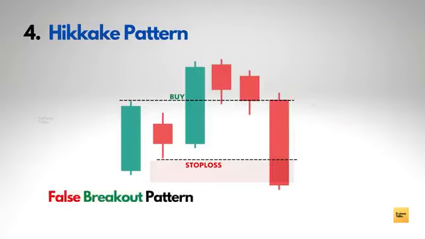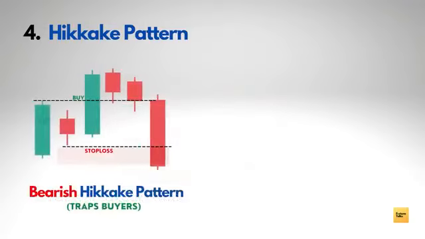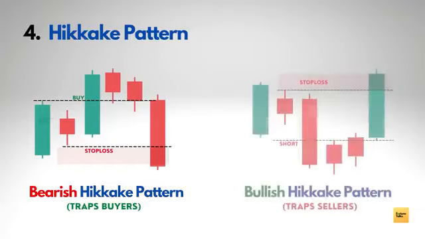Now there are two variants of the Hikkake pattern. The first type is a bearish Hikkake pattern, which actually entices the bulls or the buyers into buying and then traps them and makes them hit their stop loss. The second one is the bullish Hikkake pattern, which actually entices the bears or the sellers into shorting the market only to trap them and reverse the price against their position.